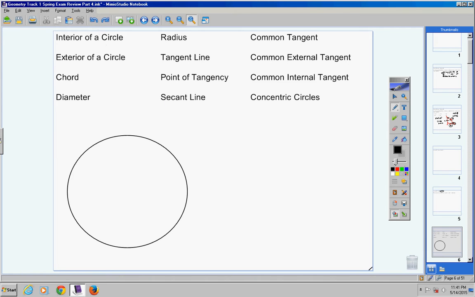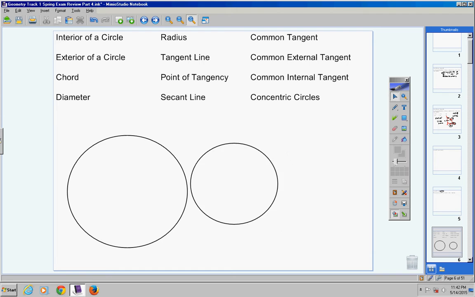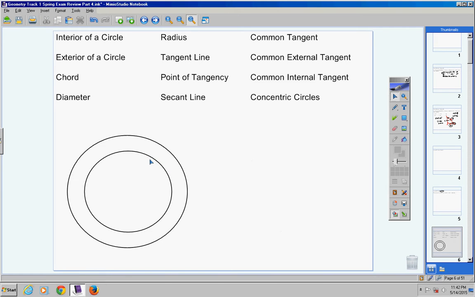Okay, so look, you should know interior of a circle, exterior, what a chord is, diameter, radius, tangent line, point of tangency. Most of these are simple, but there are a couple that still concern me. Okay, and so I want to go over them real quick. And those, by the way, concentric circles are two circles that are non-congruent, but they have the same center. This would be concentric circles right here.